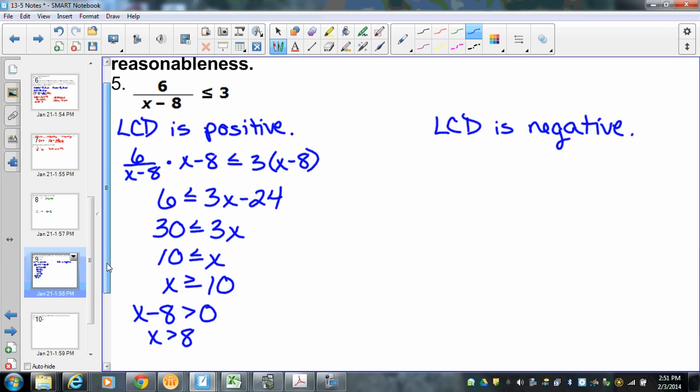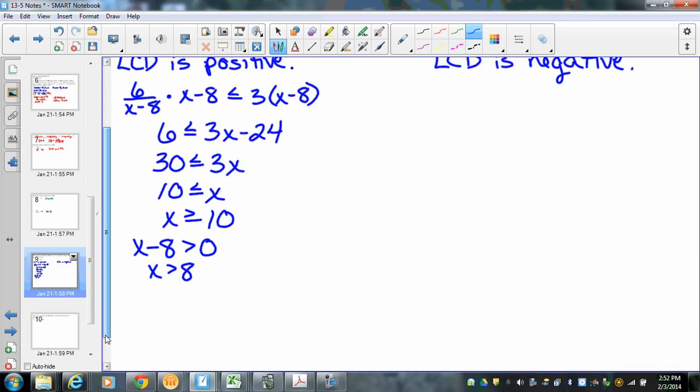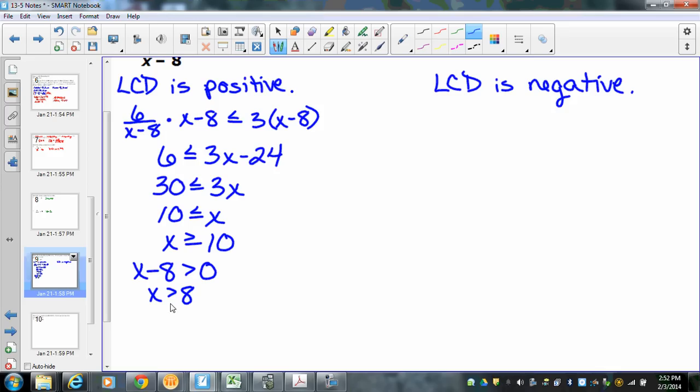So which is the most restrictive, to say greater than 8 or to say greater than or equal to 10? If we combine these two things together, the most restrictive answer is x needs to be greater than or equal to 10. And we'll talk a little bit more about that in just a minute.